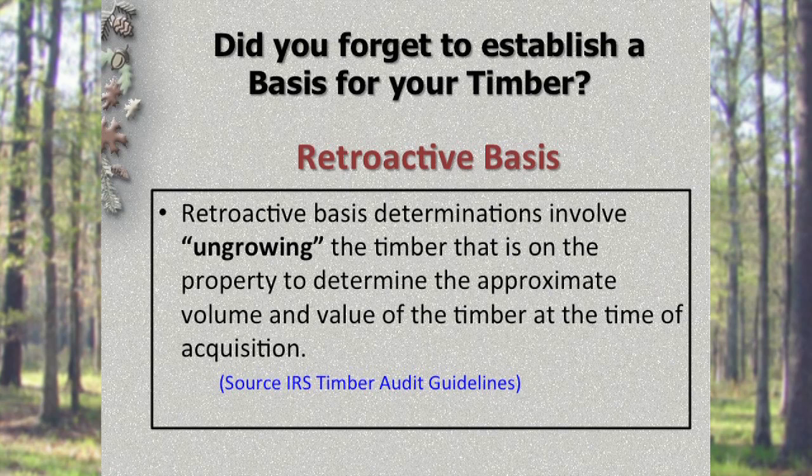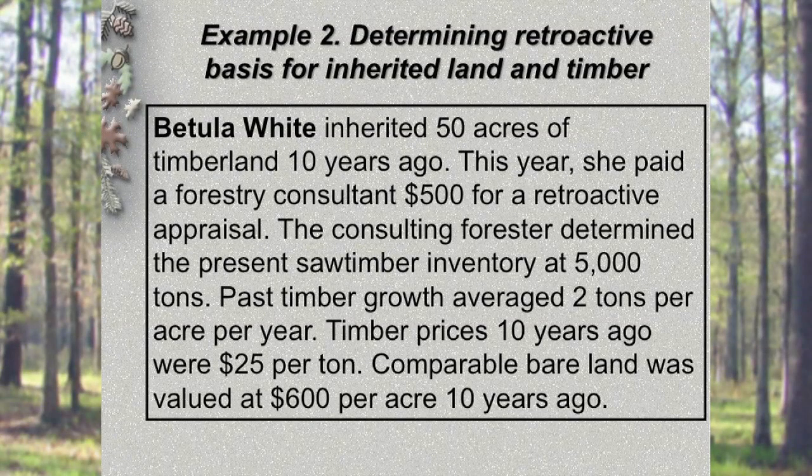Here's an example of basis in case you forgot to do it when timely. A lot of people inherit timber and then they forget to do the basis, and 5 to 10 years later they say, oh, I need to find my basis because I forgot about it. Well, this is a very technical term by the IRS. It's called ungrowing trees. You can look right up on their IRS website, and ungrowing is the technical term for how to deal with trees that should have had their value determined 10 years ago, 15 years ago, and it just wasn't done. You can ungrow trees.